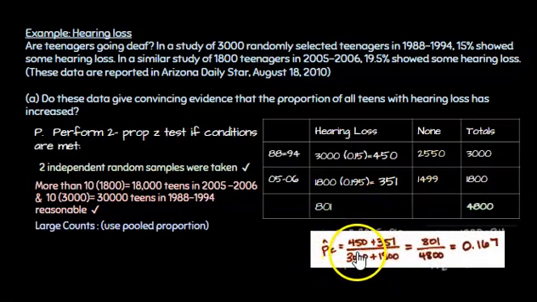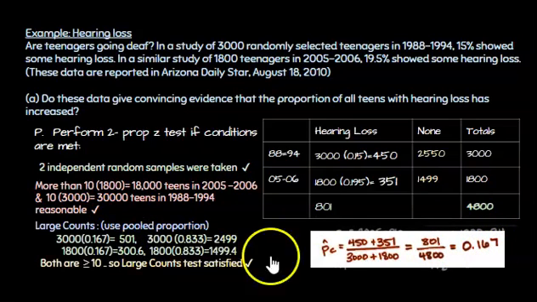So here's what I do. I take that 450 plus 351, that gives me 801. And then I add up the sample sizes, 3,000 to 1,800 gives me a total sample size of 4,800. That gives me a pooled p-hat of 0.167. This is what I use in my large counts. I do have to check it with both sample sizes, but that's okay.